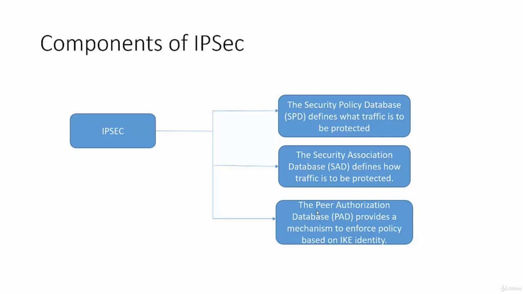It will check the second database, which is the Security Association Database. That is a database that keeps a list of all the security associations that are currently in session. If there is no security association in session, the IKE gateway is going to check the Peer Authorization Database. The Peer Authorization Database contains information about the peer that needs to be contacted to establish the IPsec session.